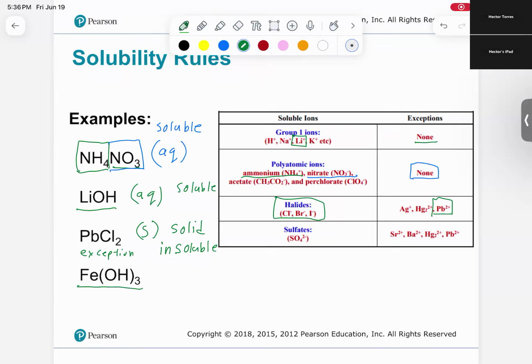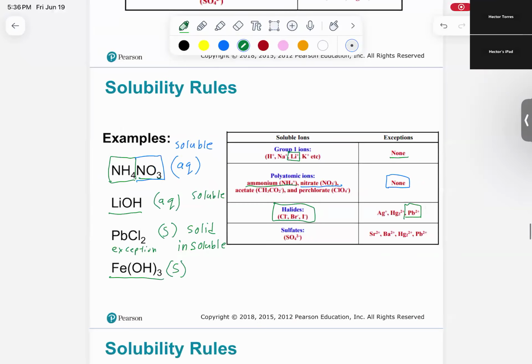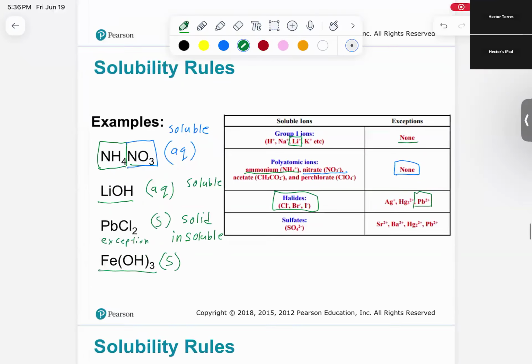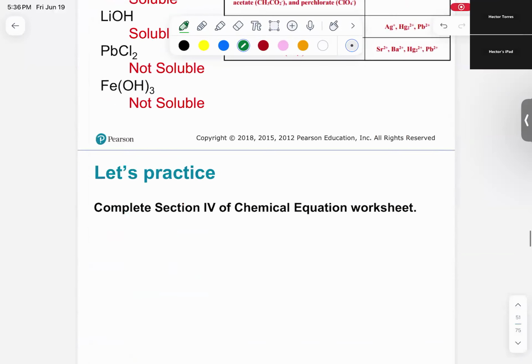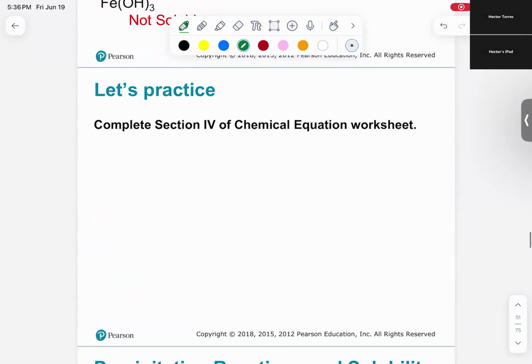Okay, last one, FeOH. So Fe, I don't see it anywhere on this table, and I don't see OH on here either. Because it's not on the table, it is a solid. Okay, so that's how you're going to use this table to be able to tell if something is soluble or insoluble. Next, I would have you practice on the worksheet. Try out section 4 of the worksheet on chemical equations.